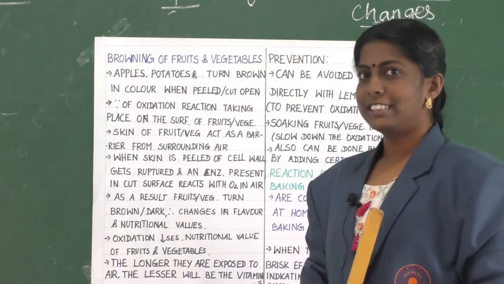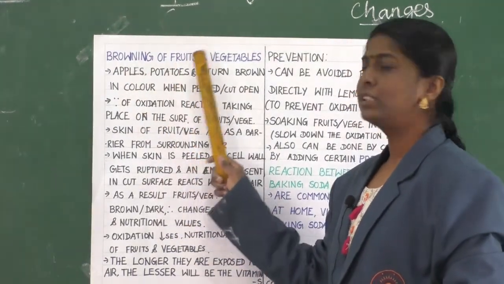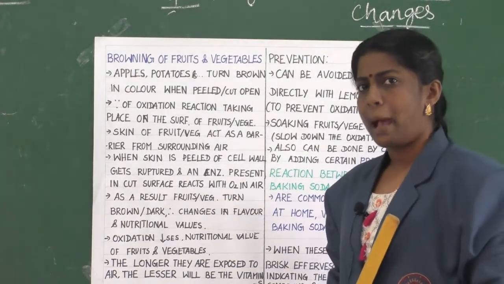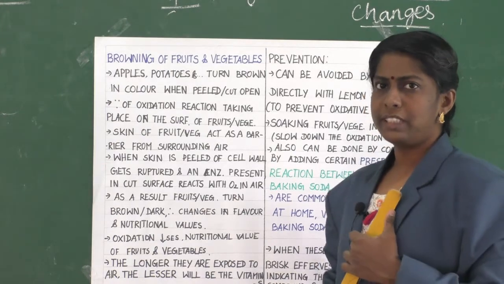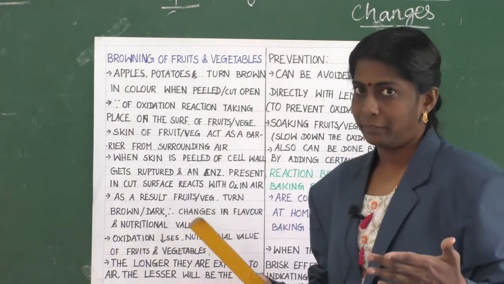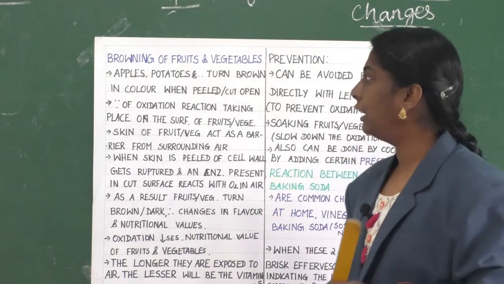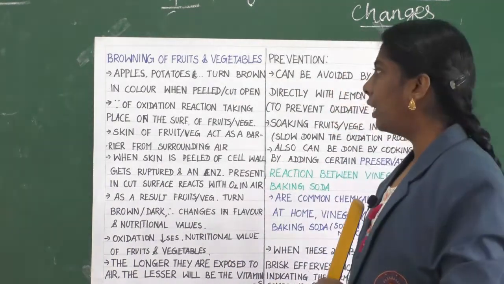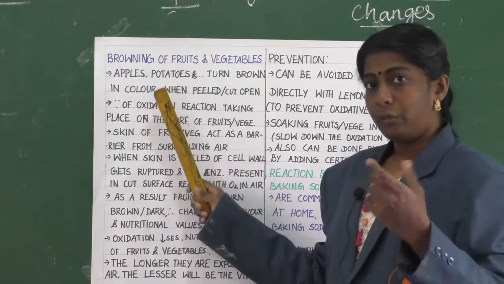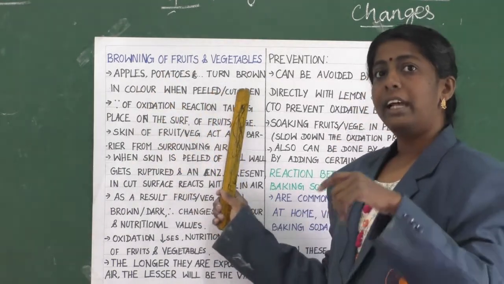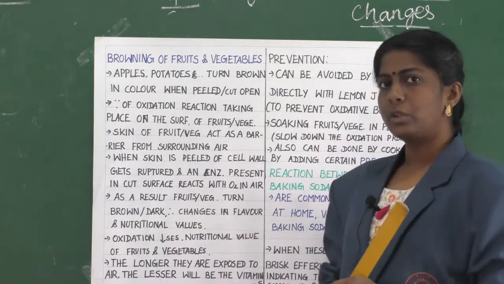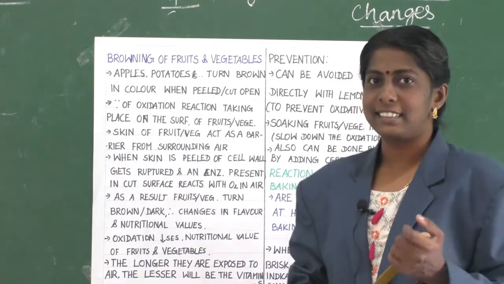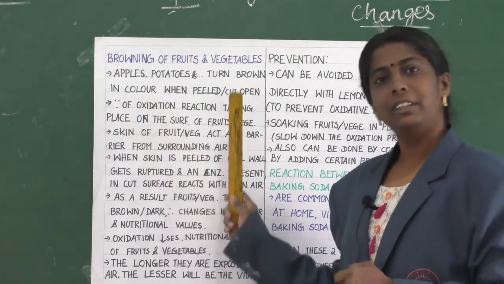Now, the next topic is about browning of fruits and vegetables. You would have noticed in apples, potatoes, and so many fruits and vegetables that if they are peeled off and kept open, then they turn brown in color. Once peeled or cut open, they turn brown. So, why is it turning brown? Any guesses? Yes, that is because of the oxidation reaction.